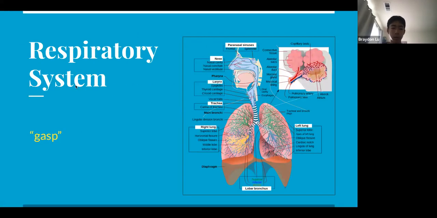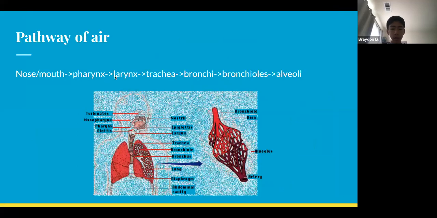So first, let's talk about the respiratory system. The basic pathway of the respiratory system is from the nose/mouth. It goes to the pharynx, which is in your throat, and then the larynx, which is also in your throat. And then it goes to the trachea, which is this weird thing over here that has a lot of stripes. And then it goes to the bronchi. There's actually multiple bronchi that just branch out, but there's 2 main ones. The ones that branch out are called bronchioles. And then at the end, there's little sacs called alveoli.